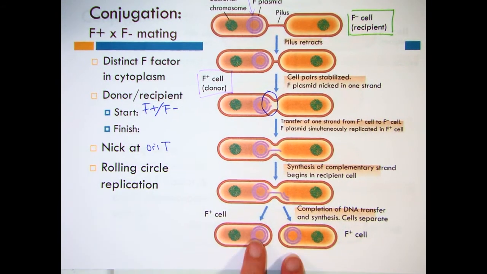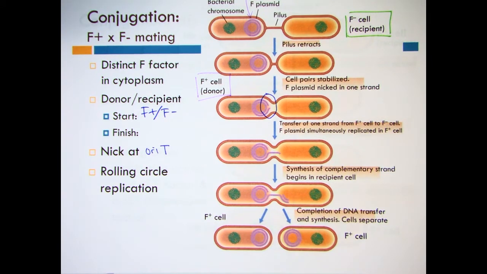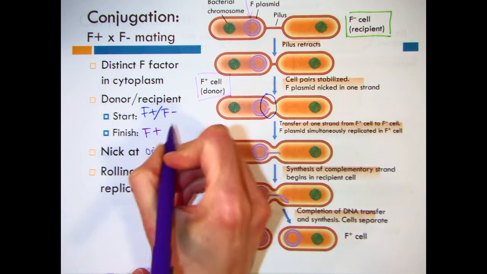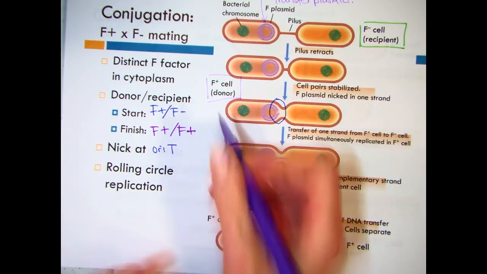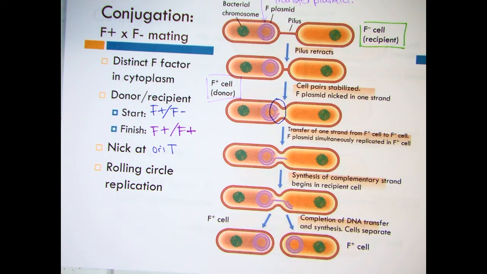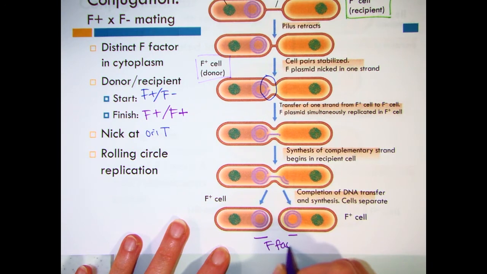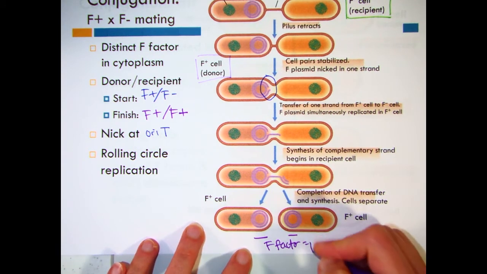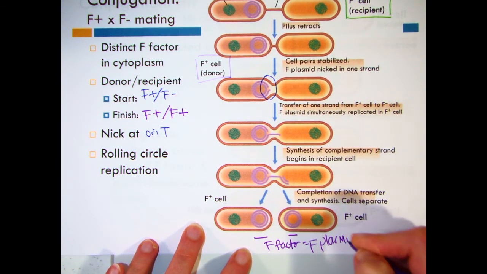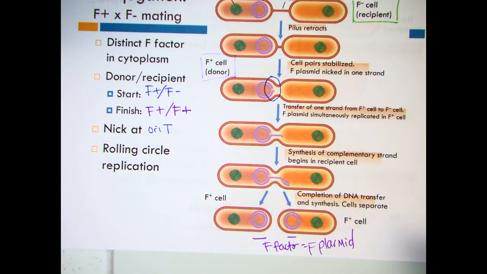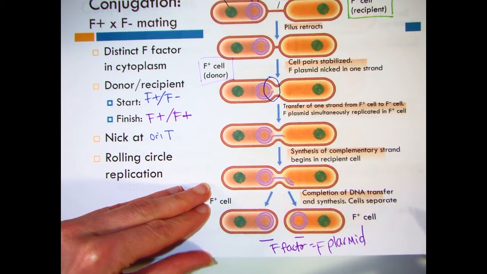At the end, both cells have a successful, complete conjugative plasmid, or in this case called an F plasmid or an F factor. And so to finish, both cells are F plus. Ta-da! Because they both have the F factor, also called the F plasmid. All right, this one is very straightforward.